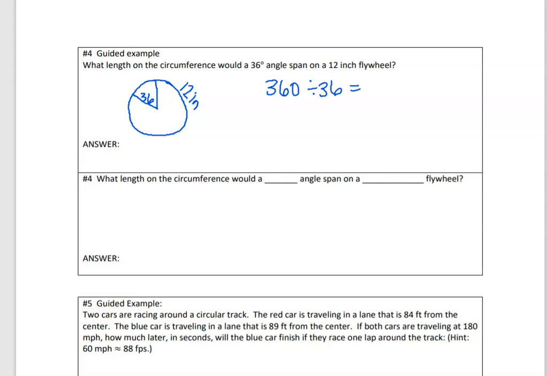360 divided by 36 is going to get me 10. Okay, well, if the entire wheel is 12 inches and there's 10 spots of this, then I'm going to need to find the distance from here to here, which is what they're asking me. I'm going to need to take my 12 and divide it by 10, which is going to be 1.2. So this little section would be 1.2, and we're talking about inches.